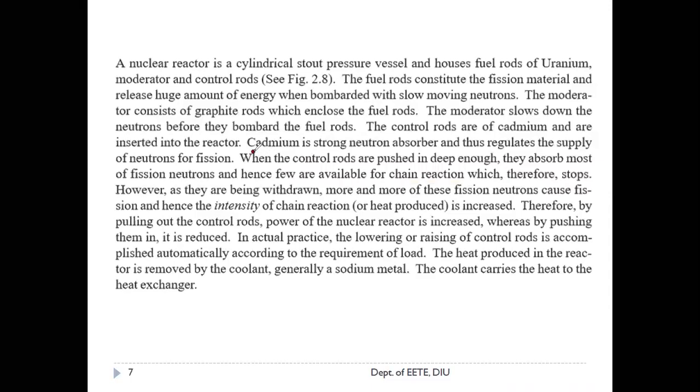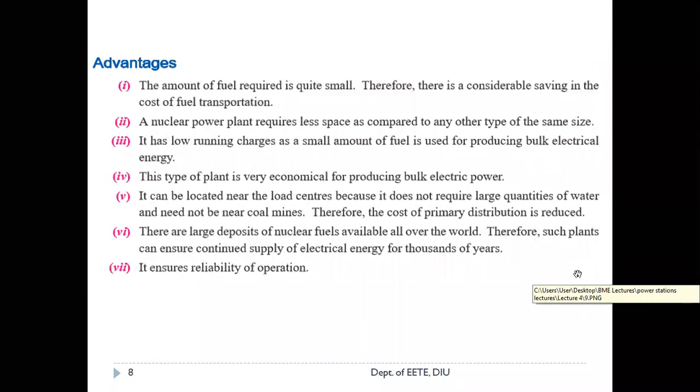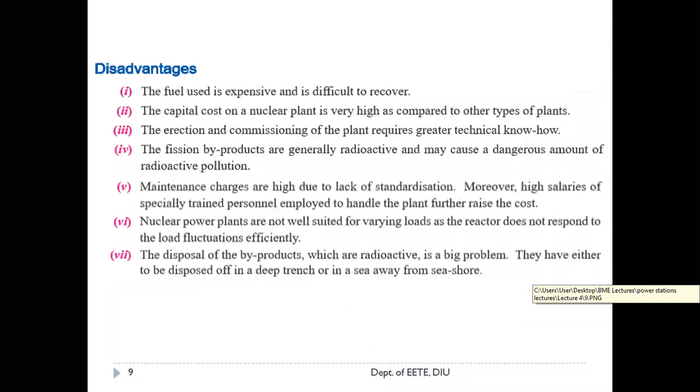Cadmium is a strong neutron absorber, and thus regulates the supply of neutrons for fission. That's how the control rods, when pushed in deep enough, absorb more neutrons. When they're not deep enough, they absorb fewer neutrons. That's how we control the speed of the nuclear fission reaction. Going to the next slide, these are the advantages and disadvantages.